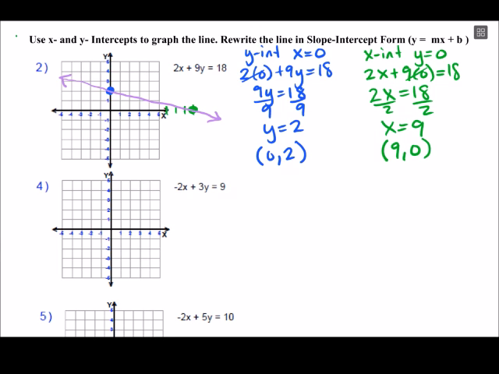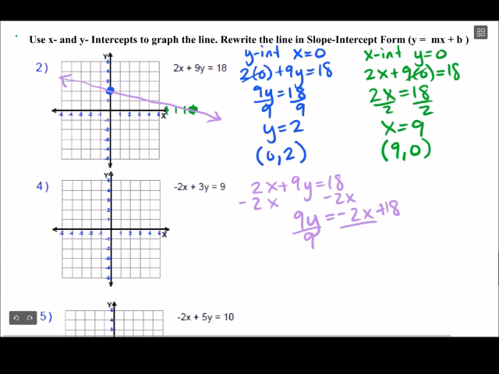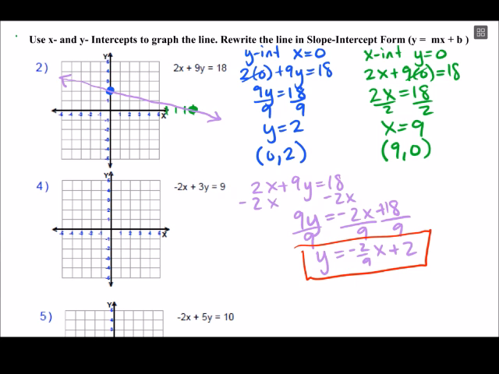So we can do that simply by solving the equation. So we can do 2x plus 9y equals 18. I can subtract 2x from both sides. 9y equals, these are not like terms, so minus 2x plus 18. Still need 9y by itself. Divide everybody by 9. And we're left with y equals negative 2 over 9 x plus 2. So this is my slope-intercept form, and we can go check our line and see if that's true.